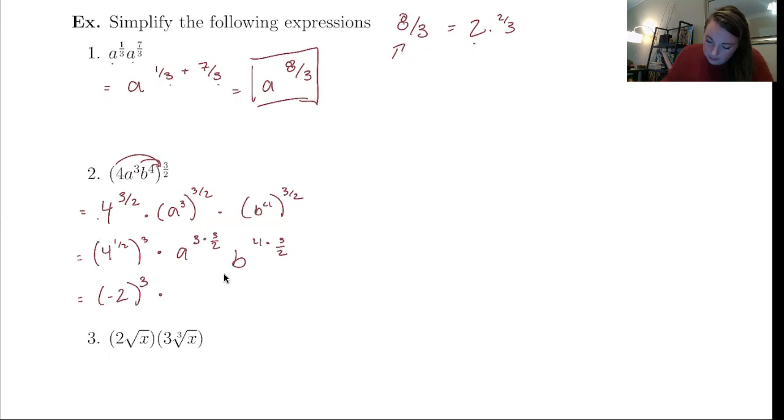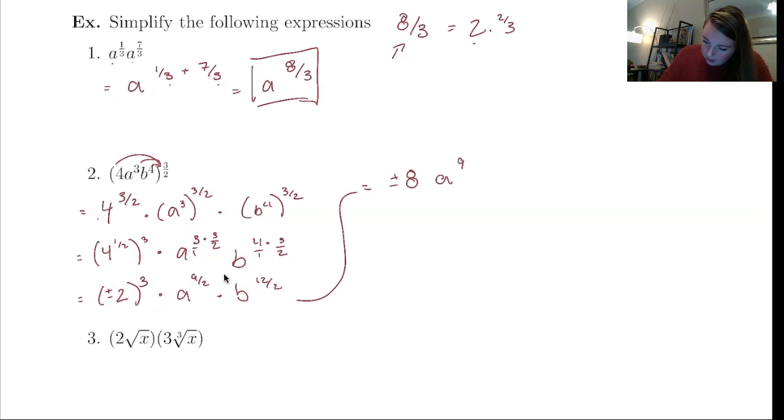All right. And then multiplying like 4 times something, remember these whole integers are basically over 1, and we multiply fractions across. It's a really nice thing about them. So this will be a to the 9/2 and b to the 12/2. And then -2 cubed. Oh, sorry, that is not -2. It is plus or minus.